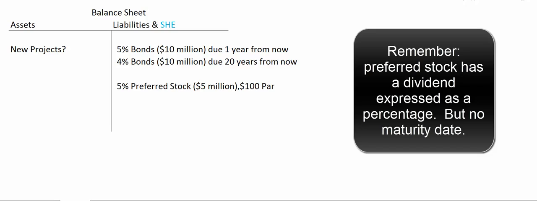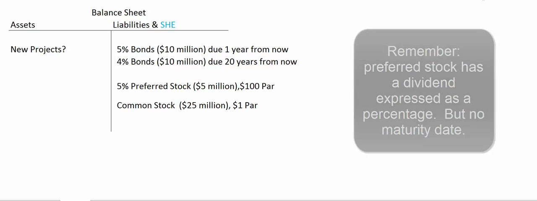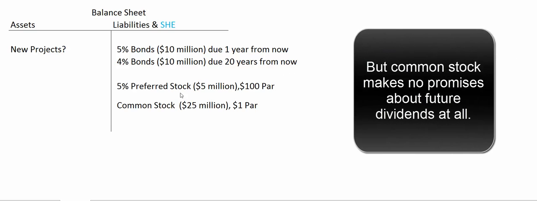The company also has outstanding 5% preferred stock, $5 million worth of it, with a $100 par. In other words, we're saying to the world, we're going to do our best if you buy one share to pay you $5 every year. And lastly, the company has common stock, $25 million. That's both the par value and additional paid-in capital with a dollar par value.